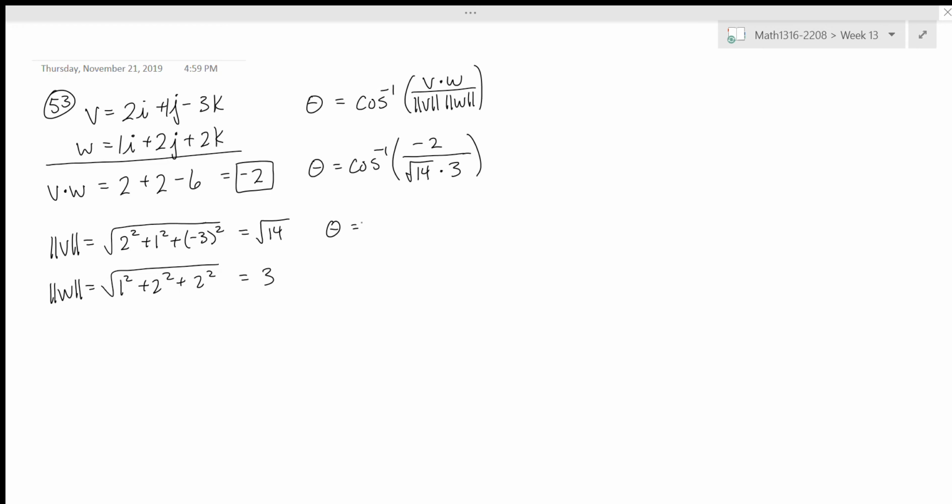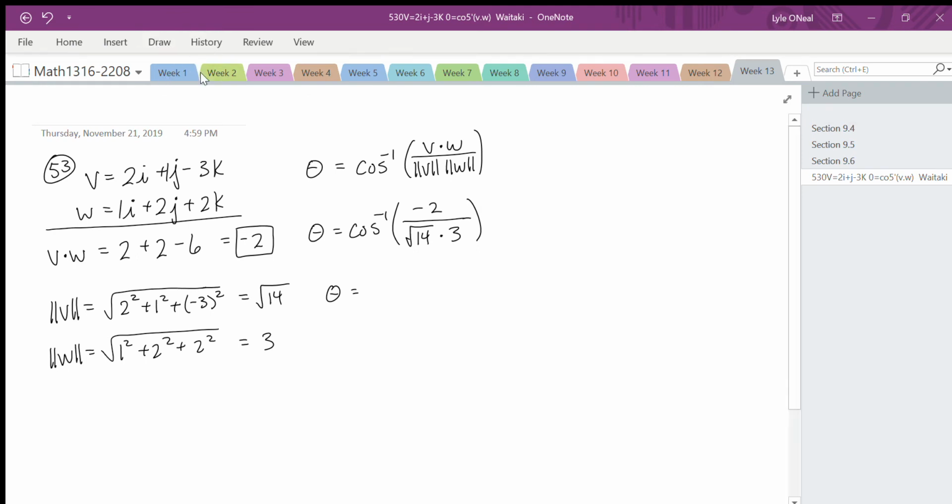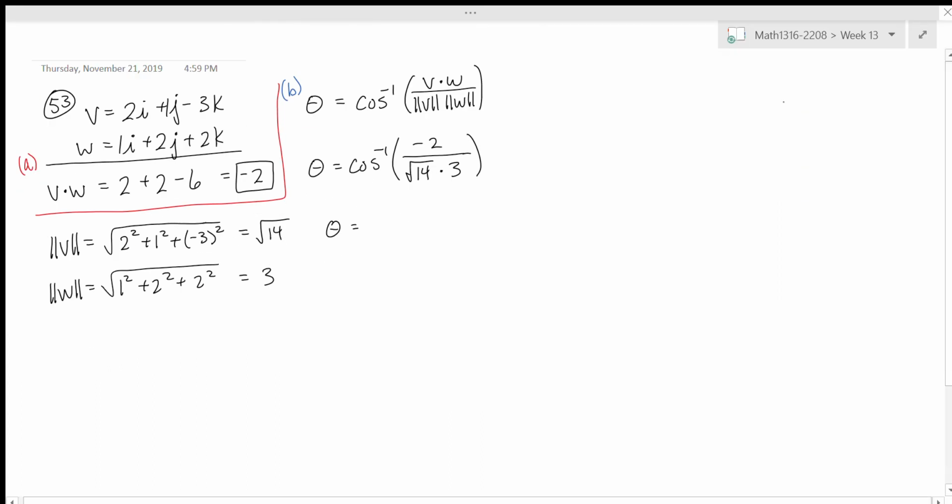Questions? Anybody have a question? This is all the same question. This is all part of number 53. But do you understand it's part A and part B? Part A said find the dot product, and part B said find the angle between the two vectors. You know what? Let me set that off, so that doesn't look quite as confusing. Let's call that part A, and this is part B. So all of this in the red box is part A, and then everything outside is part B.